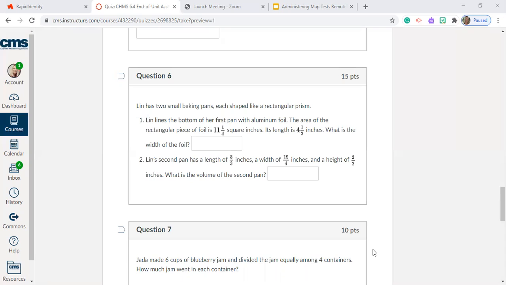Part 2 of question 6. Lynn's second pan has a length of 8/3 inches, a width of 15/4 inches, and a height of 3/2 inches. What is the volume of the second pan? So think back to your formula for volume. We have 3 measurements. What are we going to do with those 3 measurements? Pause and solve the second part of question number 6.